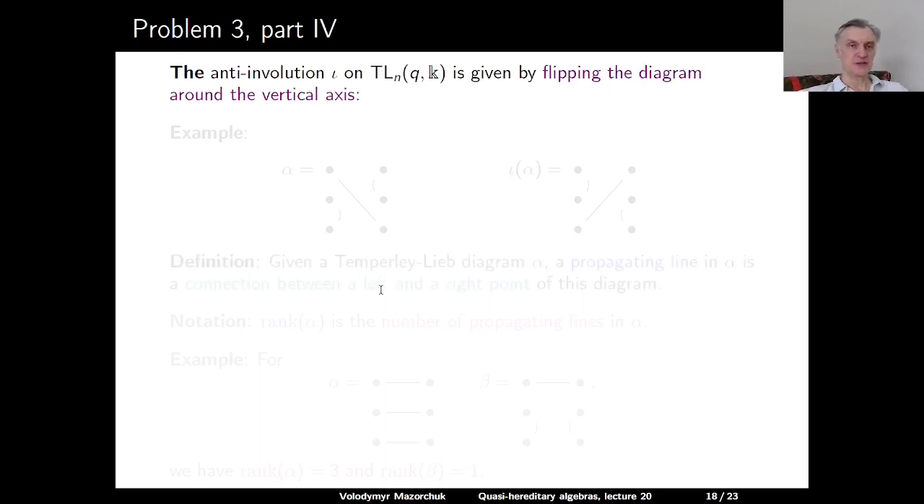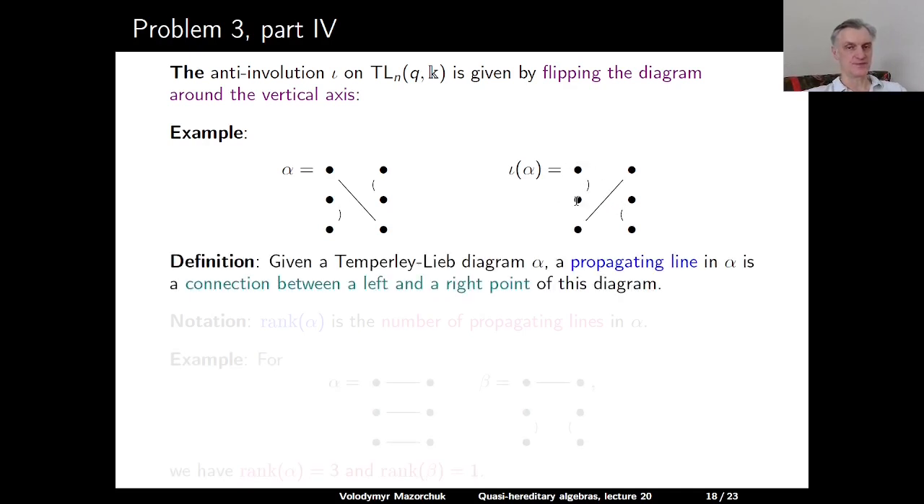Okay. Let us first note that there is an obvious anti-involution on the temporal Lieb algebra, which is given by flipping the diagram around the vertical axis. Here is an example. If you have a temporal Lieb diagram for TL3, where the top left point is connected to the bottom right point, and then the rest is connected automatically. If we flip it, we will get that the bottom left point is connected to the top right point, and the rest is connected automatically. So this is how our involution works.